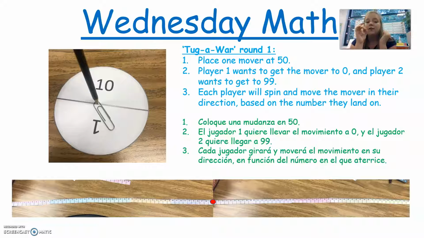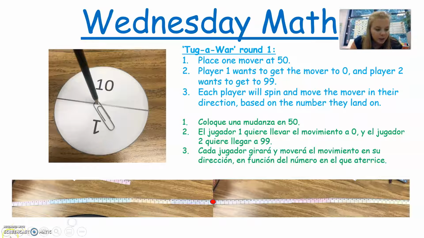Player 1's going to go first. They're going to spin the spinner. If they land on 10, they get to move the mover 10 spots in their direction. Okay. They land on 1, they get to move it 1 spot in their direction. Then player 2 is going to go. The same with them. If they get 10, they get to move it 10 spots in their direction, which will be the other way, or they get to move it 1 spot in their direction, which will be the other way. So that's how to play round 1.